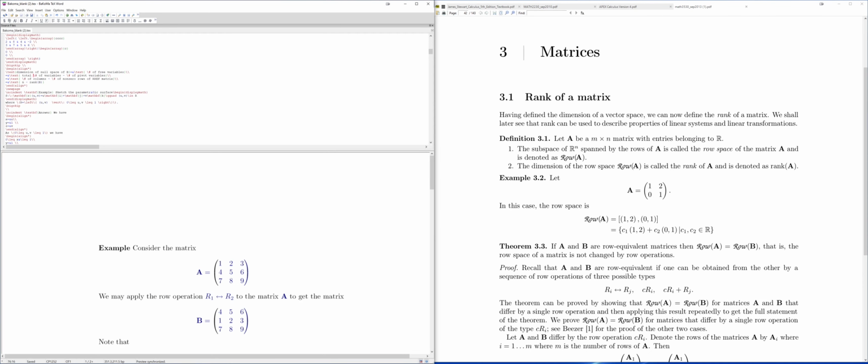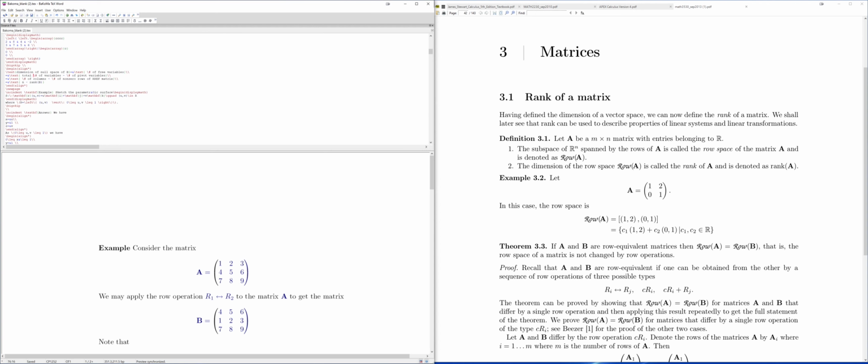Now if I have two matrices of the same size, so both of these are m by n, and they're row equivalent, which means that I can apply a sequence of row operations to A and that will get me to B. Some sequence of row operations will convert the matrix A to B over here. So if I have two row equivalent matrices, then the row spaces of the matrices are the same.